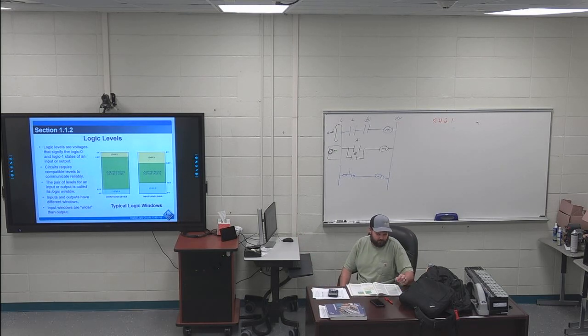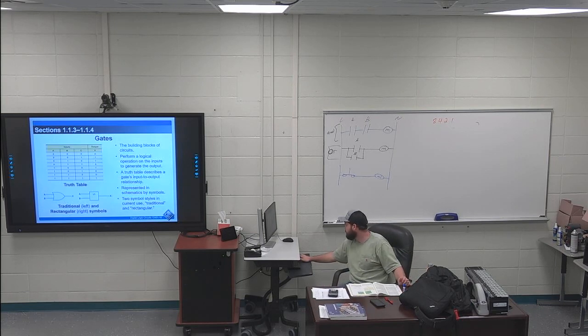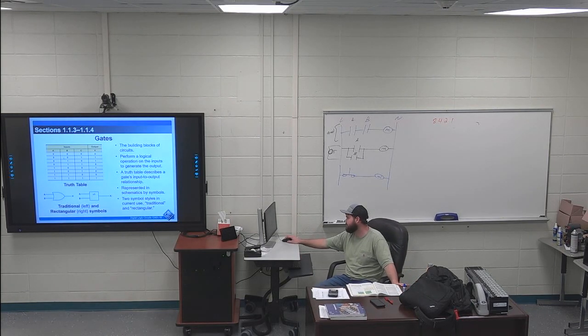Gates, 1.1.3. First sentence of 1.1.3 is highlighted. The building block of all digital circuits, no matter how complex, is the gate. Don't have it highlighted, but the next paragraph, to know how a particular gate behaves, consult its truth table. So we can have truth tables like this. This is a truth table for a different gate.